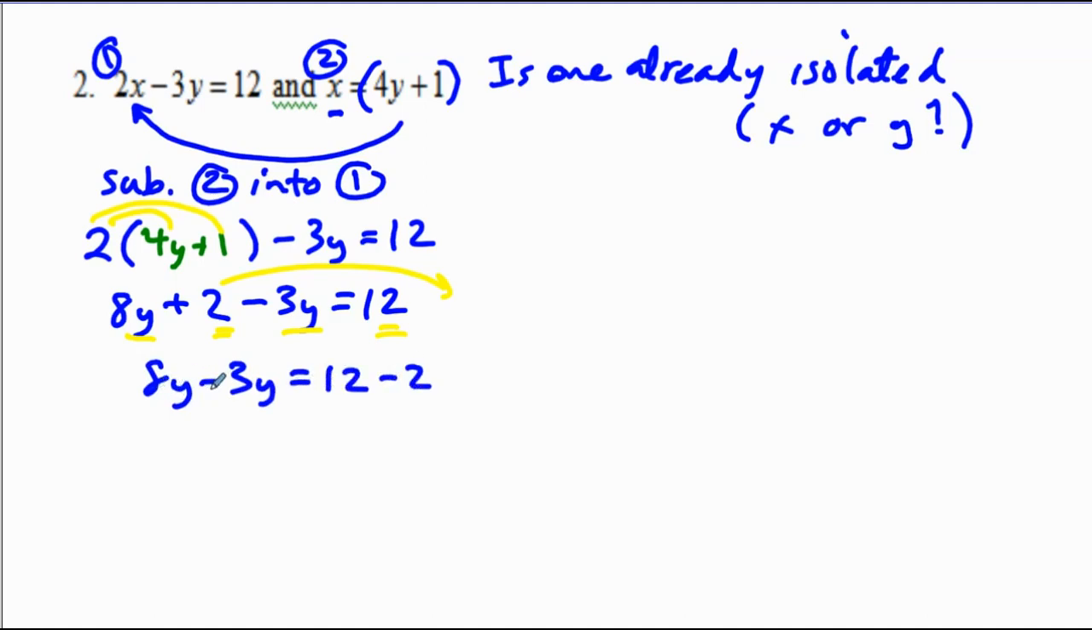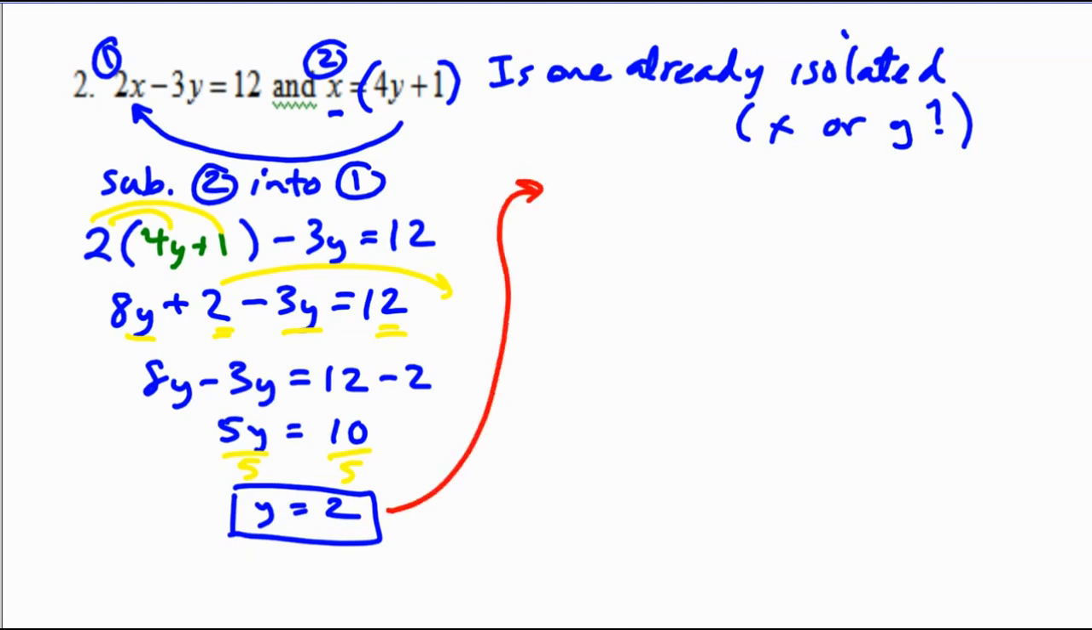Okay, so 8 minus 3 is 5y, and 12 minus 2 is 10. All right, so at that point, we'd have a multiplication here, so we need to divide both sides by 5. And we have y equals 2. All right, halfway there. So once we have one, we need to substitute it into the other.